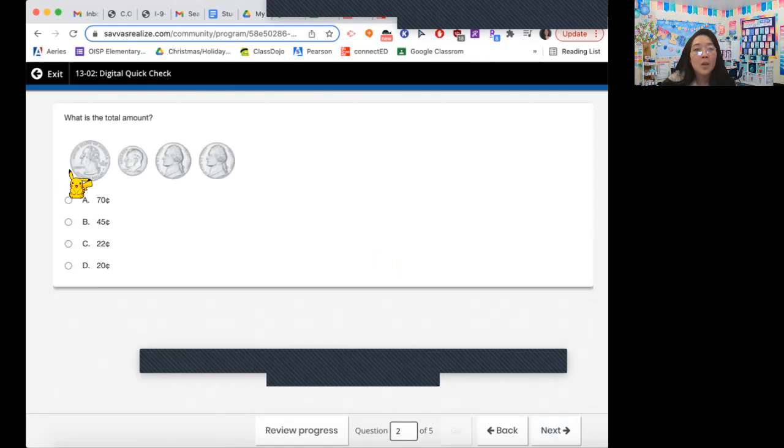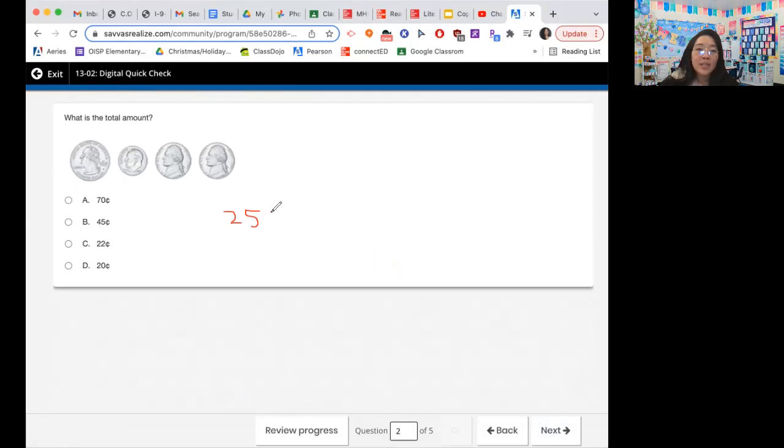Next one. What is the total amount? So if we did the skip counting, you could do, okay, we start with 25 plus the dime would be 35 plus a nickel would be 40 plus another nickel would be 45. So your answer should be 45. Let's use our touch math to double check. Ready? 5, 10, 15, 20, 25, 30, 35, 40, 45. So again, I got the same answer. So our answer must be B, 45 cents.